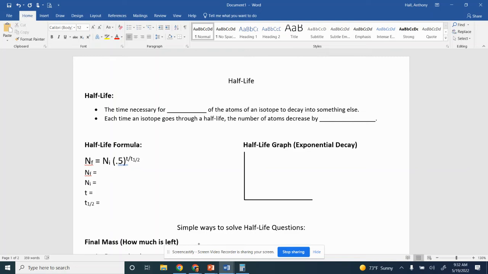Okay, everybody, we're going to be going over half life today. So we're just going to get straight into it with the notes, and then we've got some practice examples. And then tomorrow you'll be doing your own practice with half life calculations.